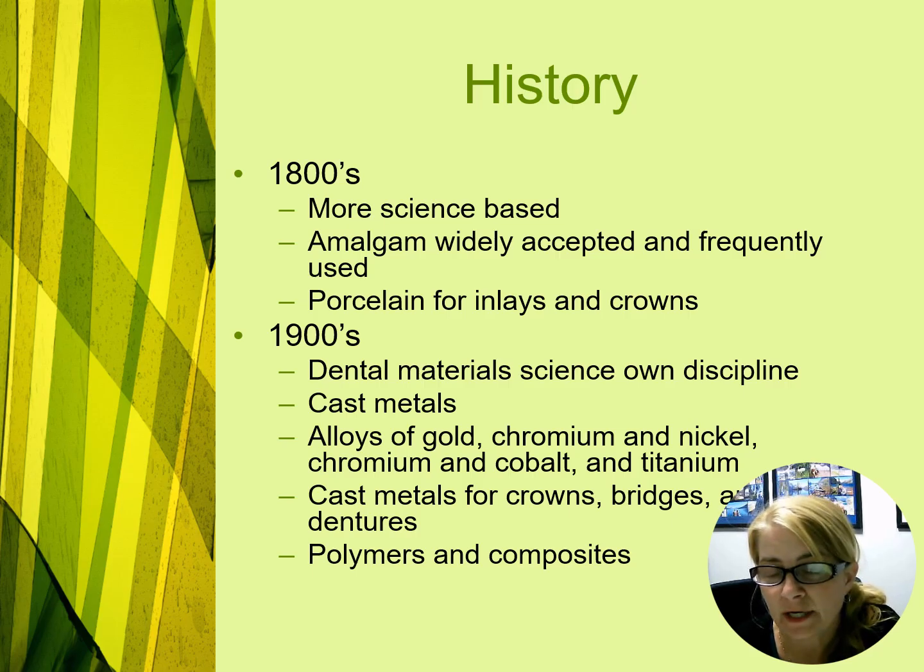Porcelain was used for inlays and crowns, but remember I talked about in class how the porcelain technology has gotten a lot better. Porcelain used to be very brittle and it would shear off easily. In the 1900s, we started using cast metals. We started using gold, which is a great restoration, wears a lot like enamel. We started using cobalt chromium for partial denture framework.